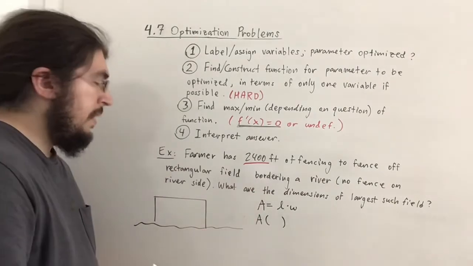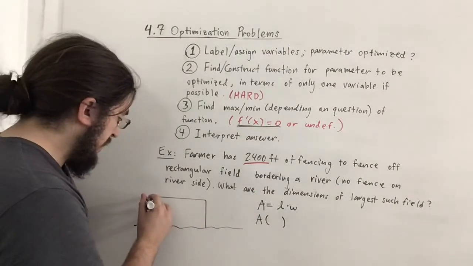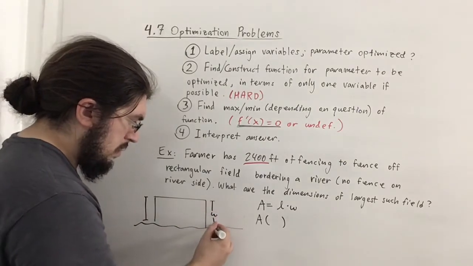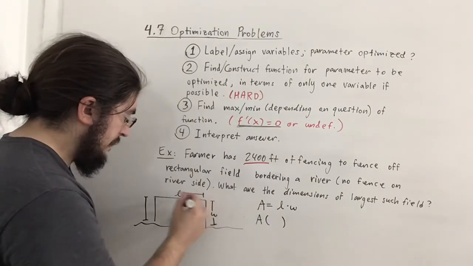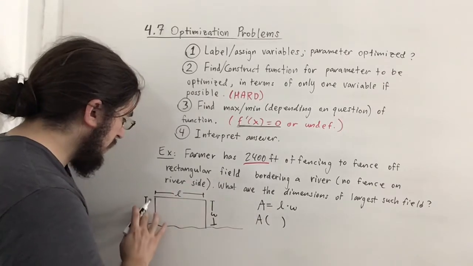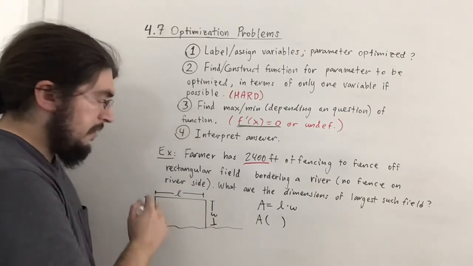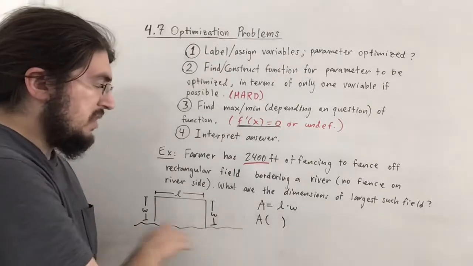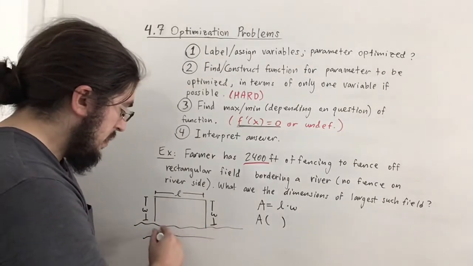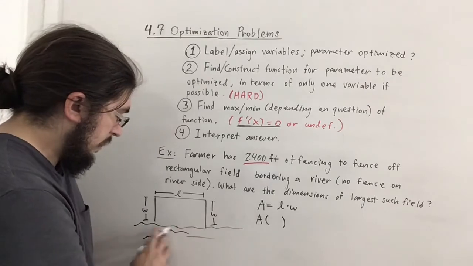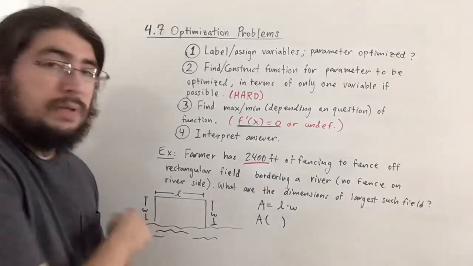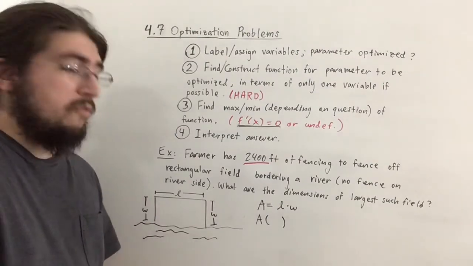So with that being said, if this is the width, and this is the length, let's say, then what must be true is that the perimeter here, the length plus the width plus this width, notice we're not bordering this side, so there's no fence on that river side. I'll just draw waves there so we understand it's a river. So W plus L plus W must add up to 2,400.